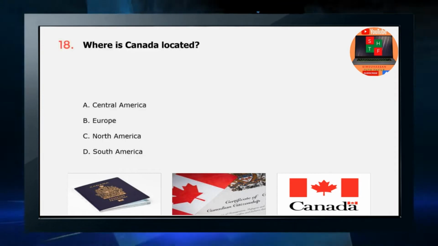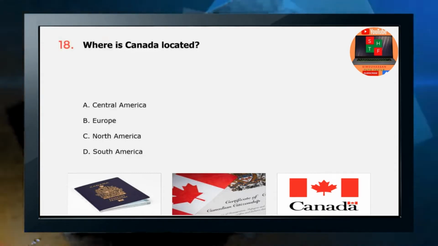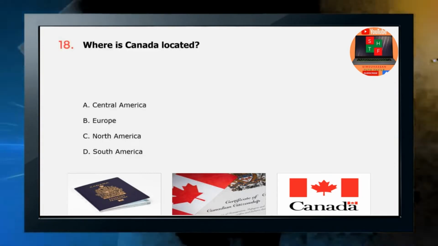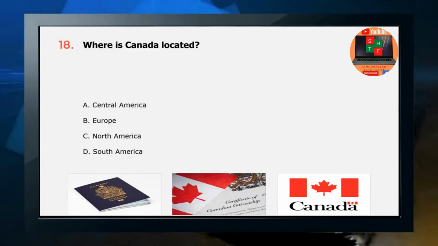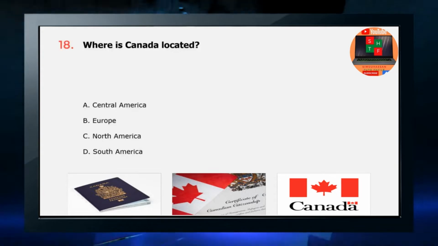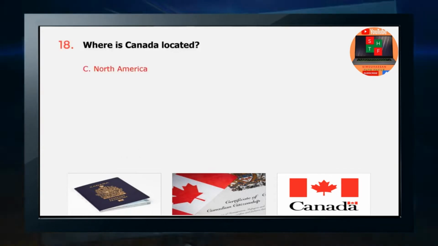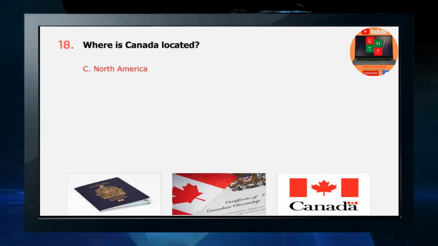Question 18. Where is Canada located? A. Central America. B. Europe. C. North America. D. South America. The answer is C. North America.